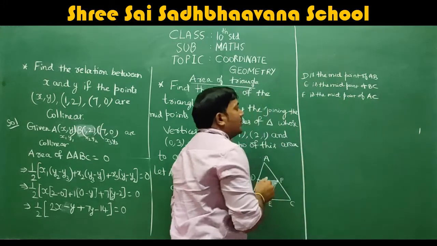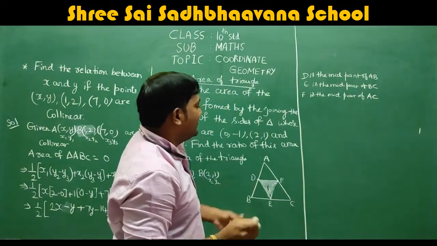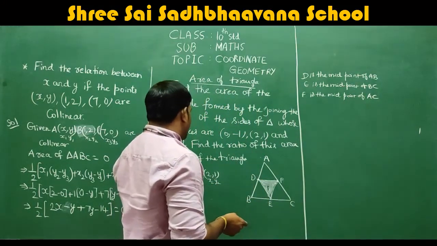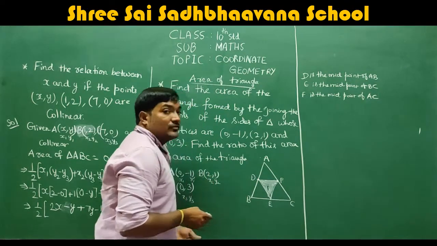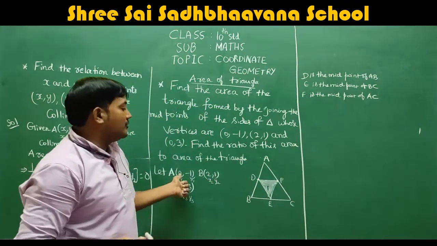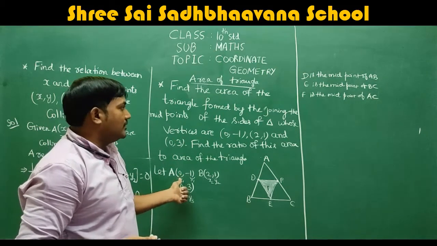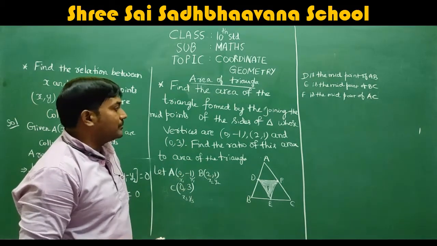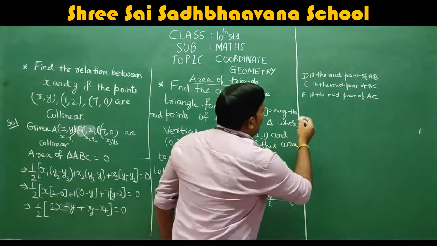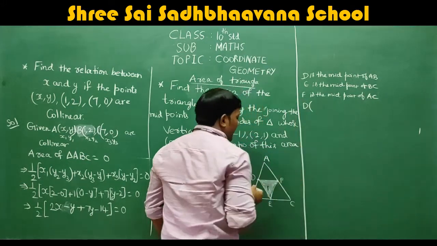Correct. F is the midpoint of AC. So now, what is D? Here, D is the midpoint of AB, and as you know, the midpoint formula, I'll just write it here. So D point will be, okay. So D is what here? D is directly, I can write.